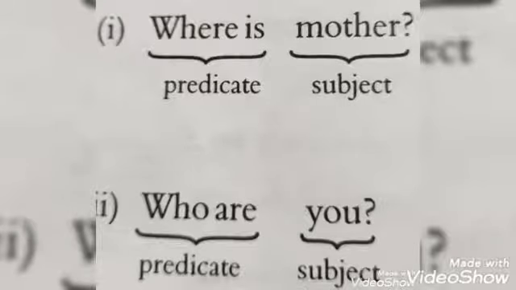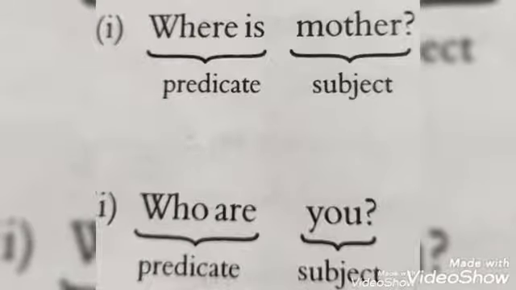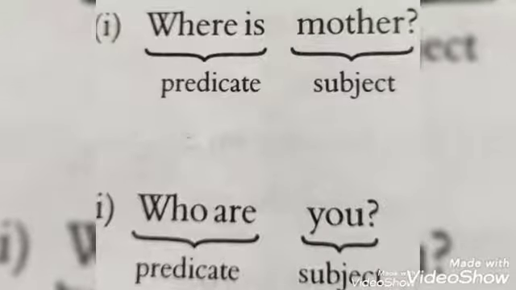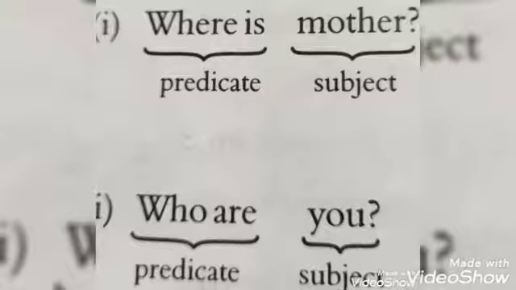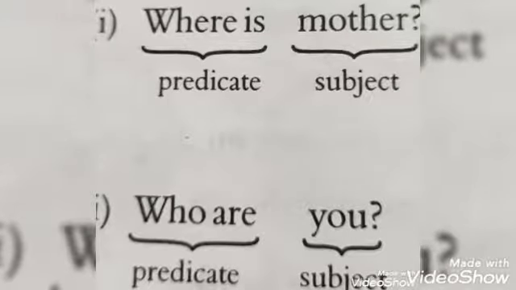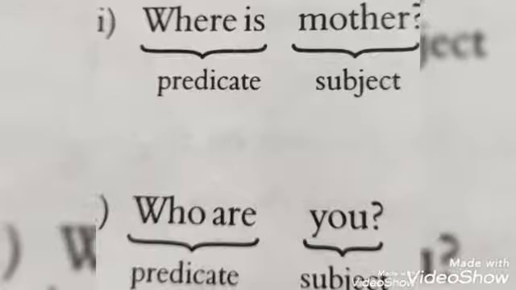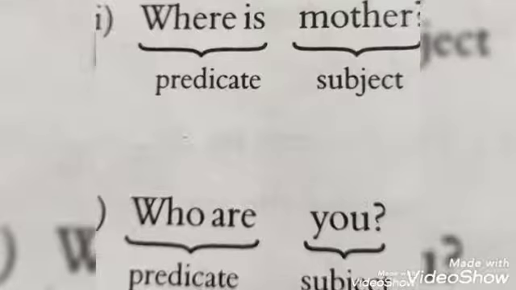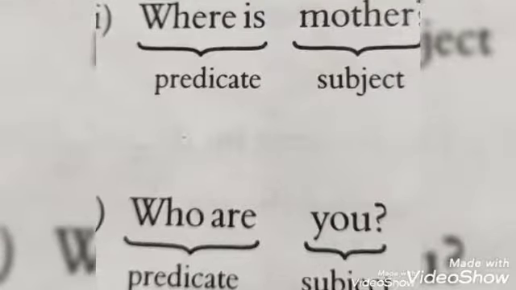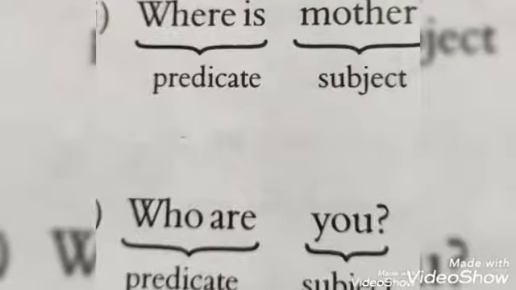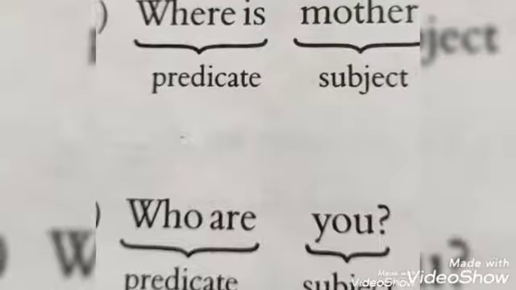Now look at the given sentences. Where is mother? Who are you? These are questions. What about the subject and predicate? In the first question, mother is the subject, and in the second question, you is the subject. So in a sentence, the subject usually comes before the predicate, but in questions, the subject comes after the predicate.